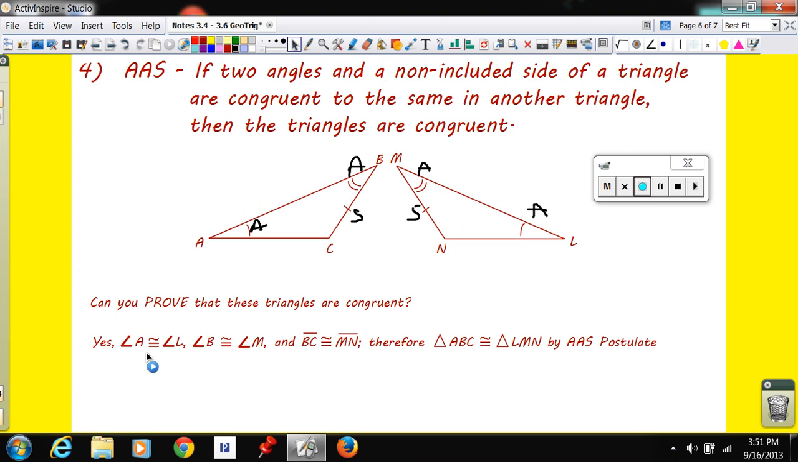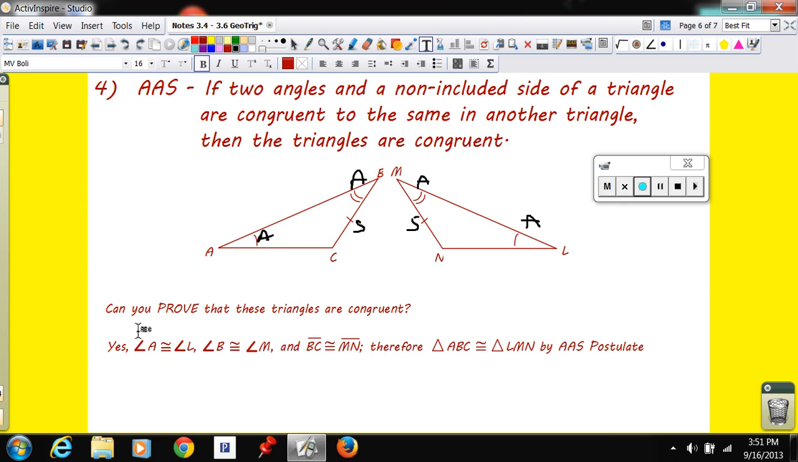And you can prove it with this theorem. This postulate actually works. You can prove it. Angle A and L are congruent, angle M and B are congruent, and BC is congruent to MN, therefore the triangles are congruent by the AAS postulate. You can prove it because you have enough information. You're just hoping to have enough information. If they give you an angle side side, that's not enough information because that's a bad word and that does not prove it. You could actually make two different triangles with an angle side side. But if you've got an angle, angle, and a side congruent to another angle, angle, side, you're not going to be able to make two different triangles. It has to be congruent triangles there.